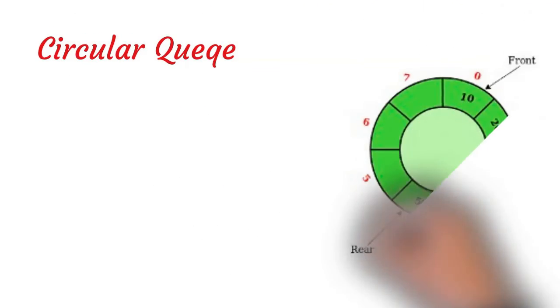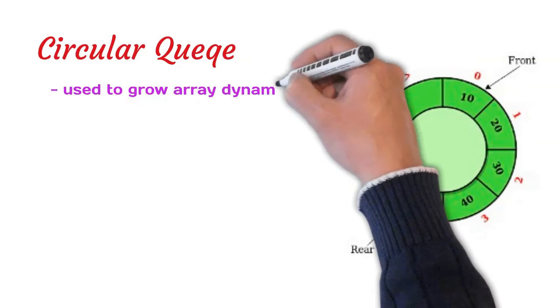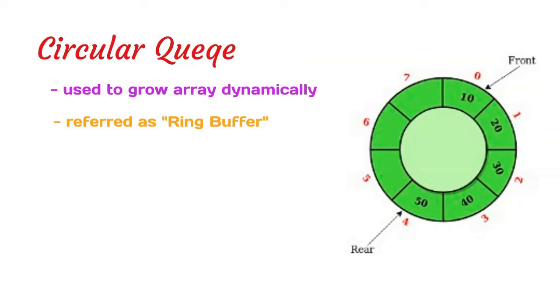A variation was done to the queue data structure, where the last element is connected to the first element to give a circular structure-like implementation. This is called circular queue. Because of its structure, circular queue is also called a ring buffer.